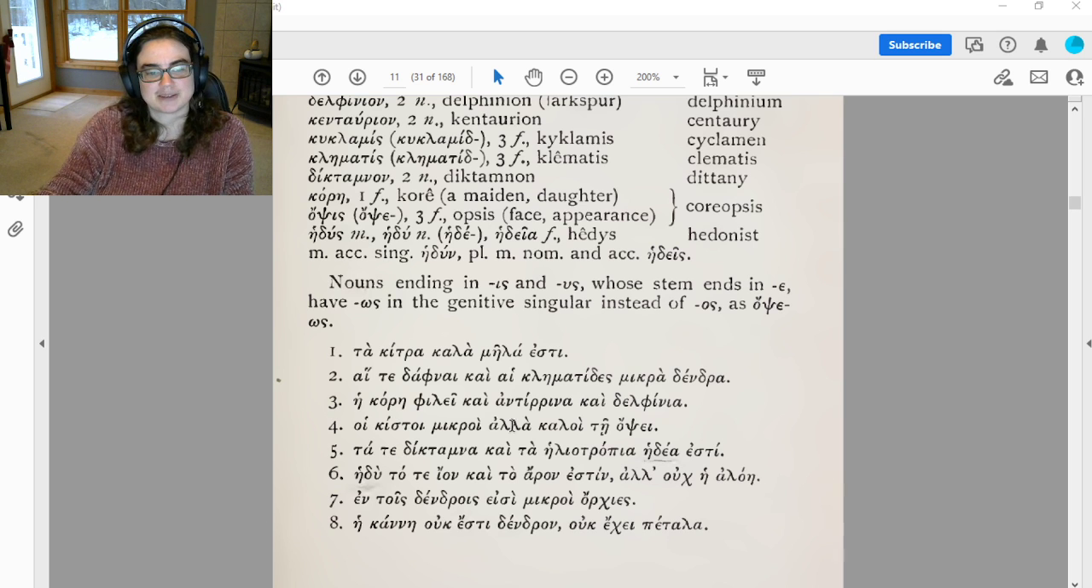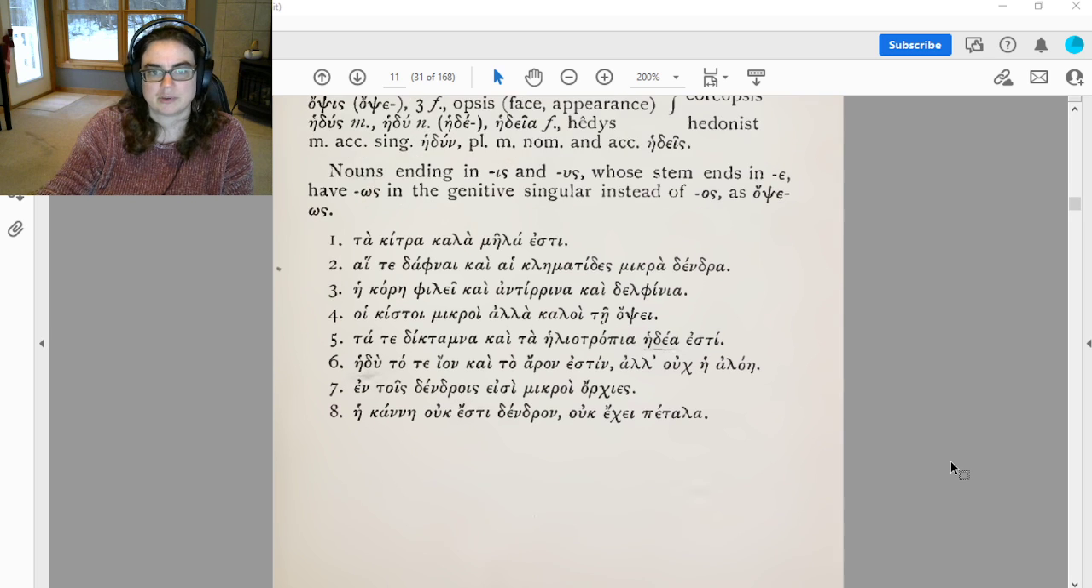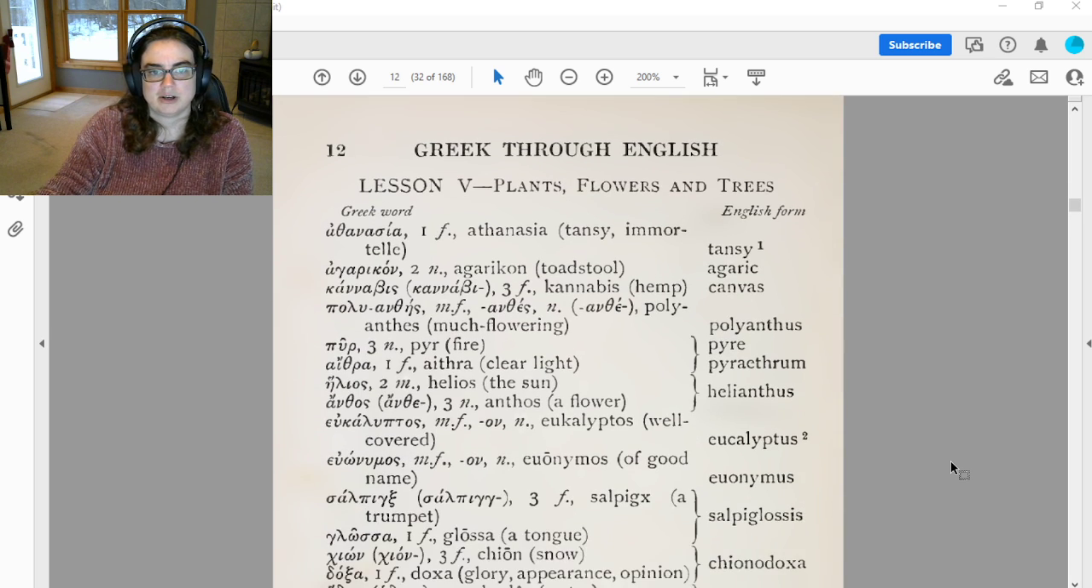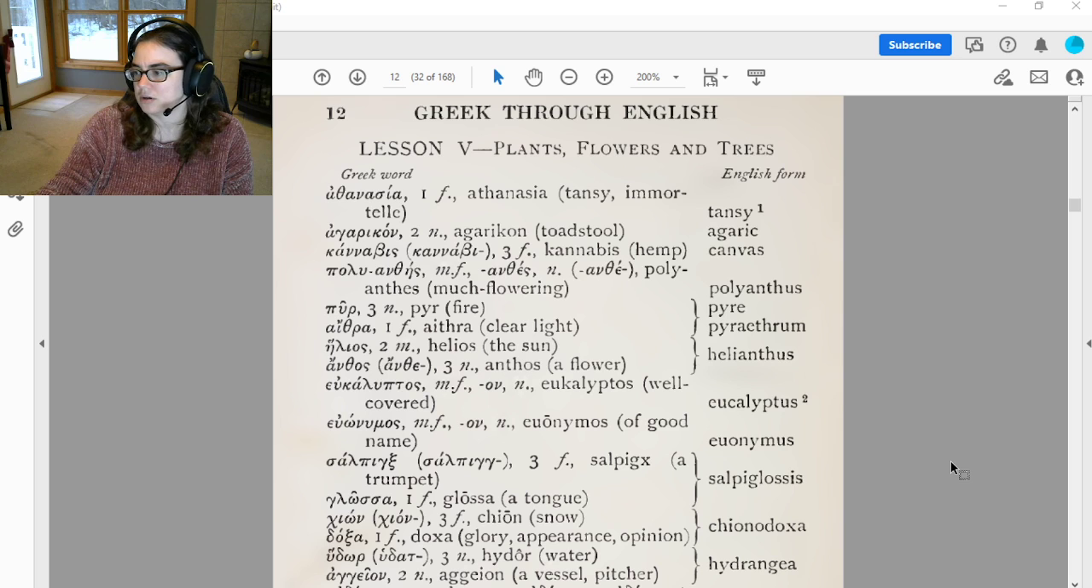This is what happened. He kane esti dendron uhehe peleta. The kane, reed. Reed is not a tree. It does not have leaves. That's how they're translating petala. Okay, acceptable. Plants, flowers, and trees, some more.